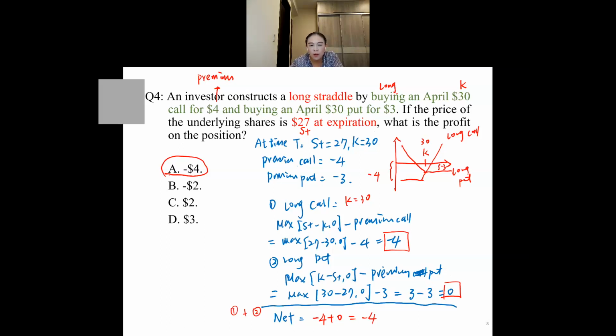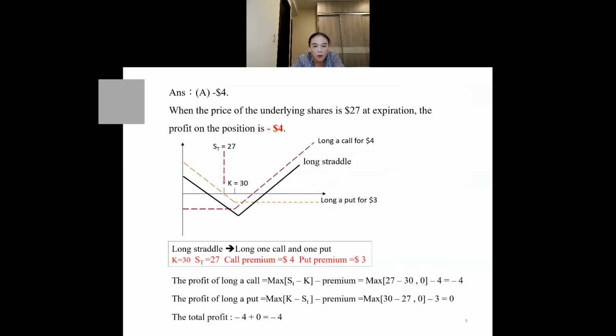So that's our answer. Then go back to all the choices. The answer would be A. To tell you more detail, the first one is long a call, and the second one is long a put, both with K of $30. Likewise, here are 1, 2, and here is 1 plus 2, like I just demonstrated. So the answer is minus 4, which is A.